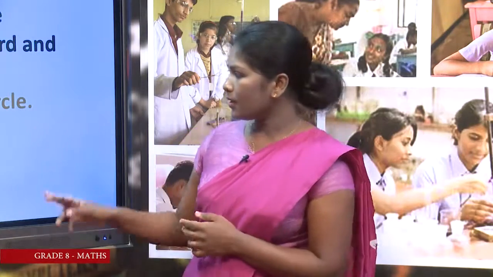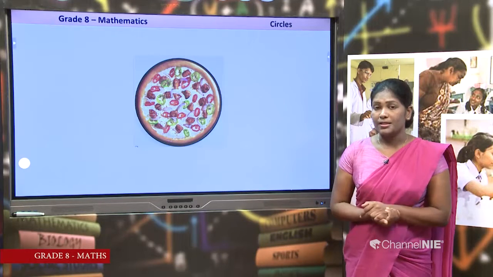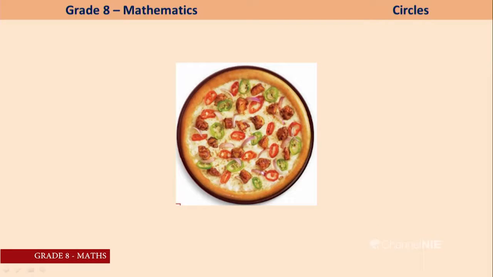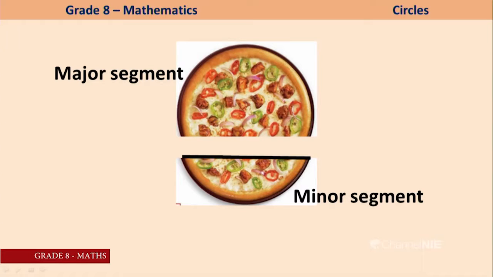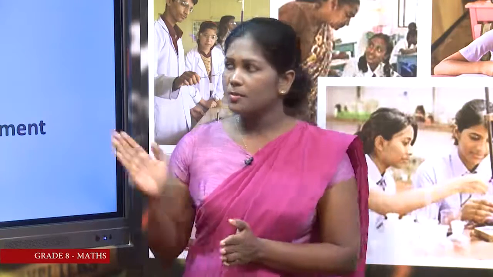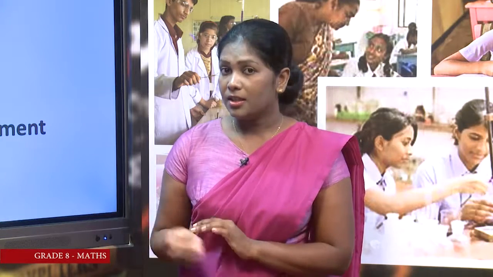Okay children, look at that. What is this? Yes, you know, it is pizza. Delicious. So I separate this pizza like this, cut by a chord and separated into 2 unequal parts. Then the largest one is the major segment, the other one the minor segment. Okay children, now you know this pizza is cut in the wrong way. So what is the correct way? Yes, look at that.